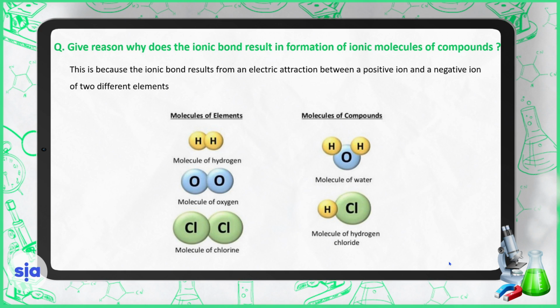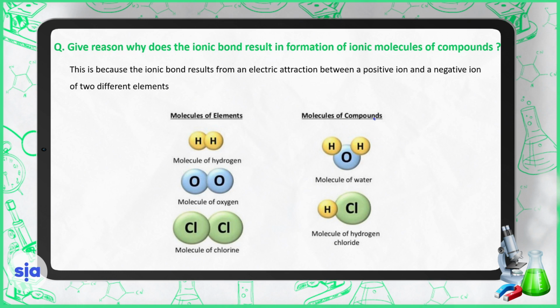The elements are formed of only one element. So the molecules of elements usually have one kind of element. So this is the molecule of hydrogen, 2 hydrogen atoms. Molecule of oxygen, 2 oxygen atoms. Molecule of chlorine, 2 chlorine atoms.